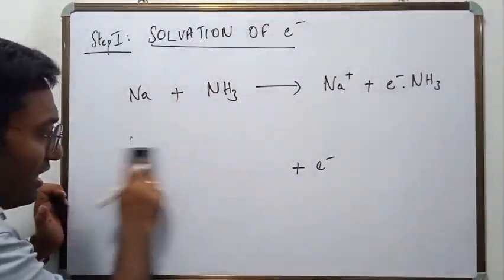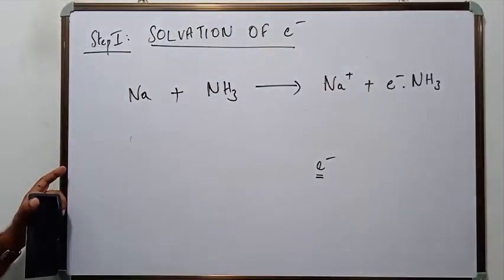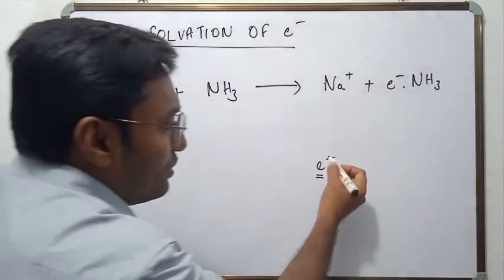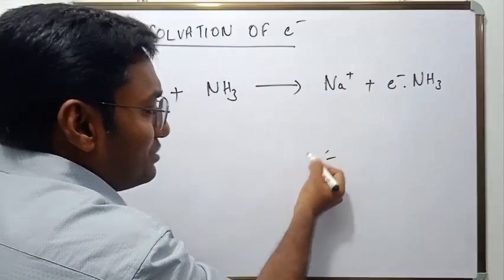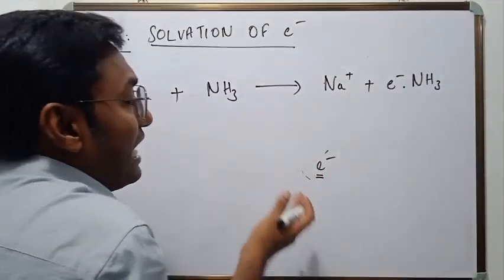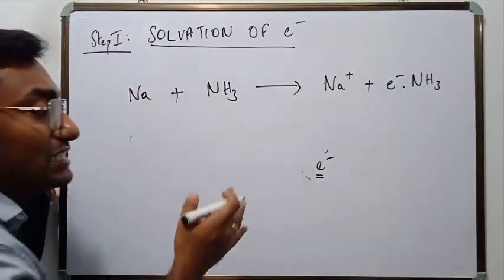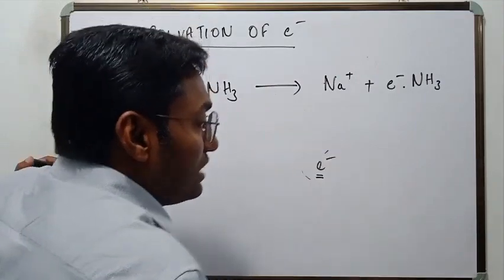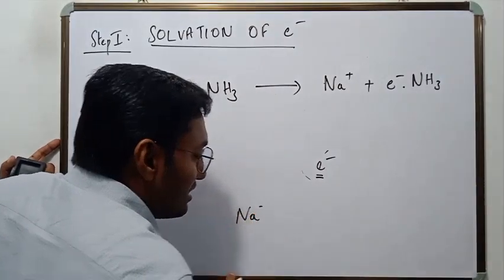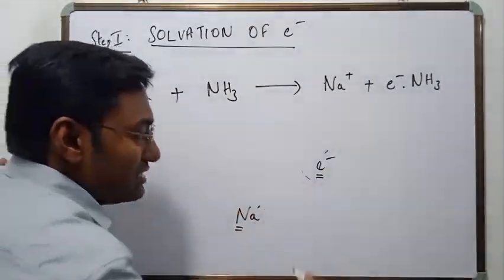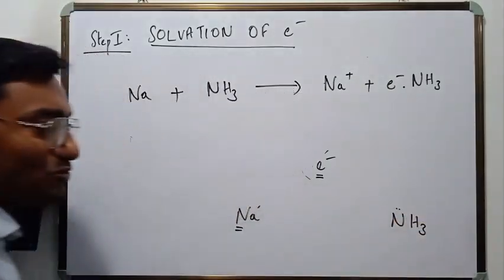For the time being, let us look at the electron. See, the electron is a particulate matter with a unit negative charge. Only one negative charge is there. So this electron has a tendency to get attracted to an opposite charge, or to a nucleus. There are two nuclei here. One is the sodium nucleus, right? The nucleus of sodium, which is this, and there is another nucleus which is NH3, right? This is also a nucleus.